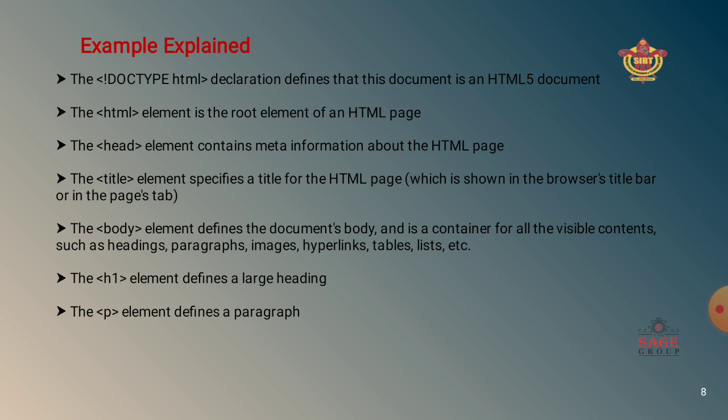Now the explanation. The doctype declaration defines that the document is an HTML5 document. The HTML element is the root element of an HTML page. The head section holds information about the HTML page. The title is the title of the HTML page. The body section defines the document body in an HTML program, such as hyperlinks, headings, paragraphs, images, tables, lists, etc. H1 is a heading and P is a paragraph.